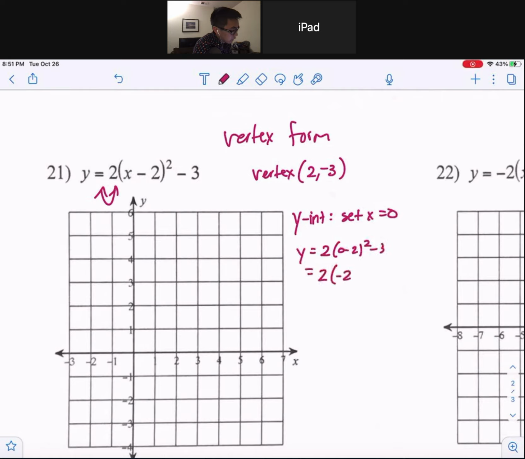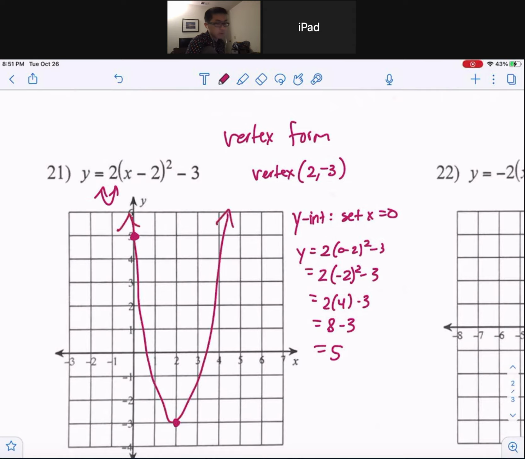0 minus 2 is -2, squared, minus 3. -2 squared, you guys, is +4, minus 3. 2 times 4 is 8, minus 3, 5. 0, 5 is your guys' y-intercept. 2, -3 is your guys' vertex, and your graph is going to look something like that.